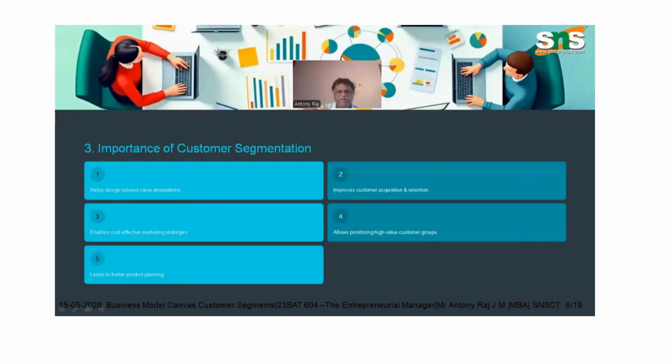And the importance of customer segmentation. One is definitely customization today. Not only customization, hyper customization is the key. So customer segmentation is very critical. You want to design solutions and a value proposition which is tailored to the customer. As per the data from the field, customer segmentation is shown to improve customer acquisition and retention.